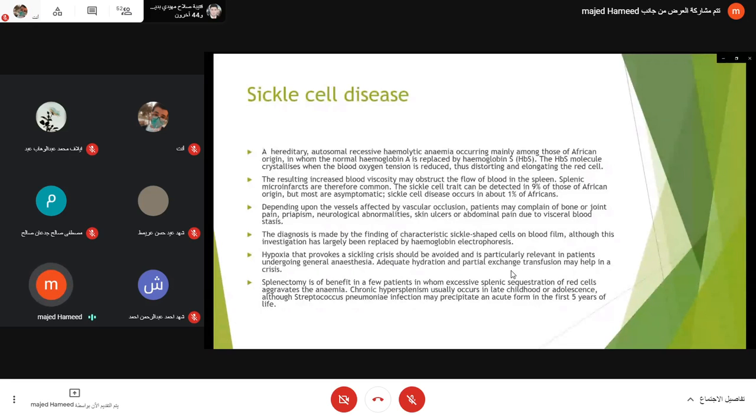Hypoxia that provokes sickling of cells should be avoided, and this is particularly relevant in patients undergoing general anesthesia. Adequate hydration and partial exchange transfusion may help in crisis. Splenectomy is of benefit in a few patients in whom excessive splenic sequestration of red cells aggravates the anemia. Chronic hypersplenism usually occurs in late childhood or adolescence, although streptococcus pneumonia infection may precipitate an acute form in the first 5 years of life.